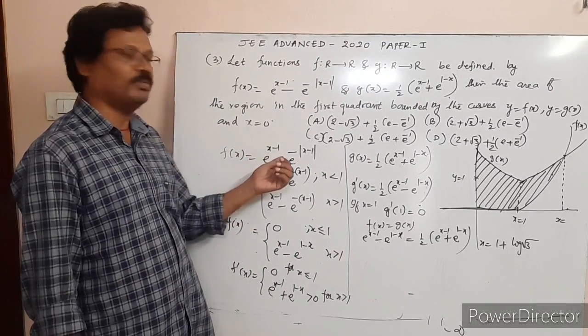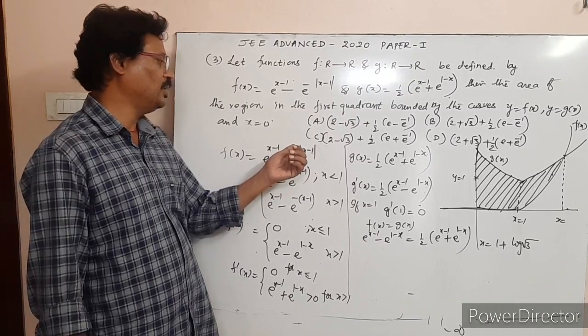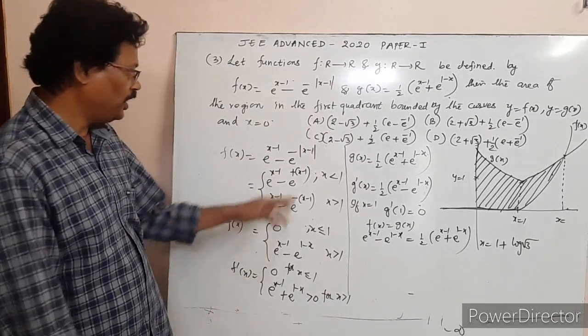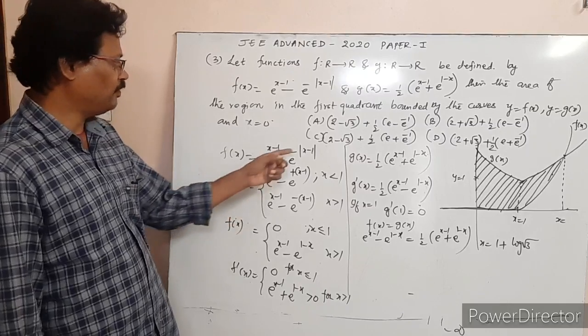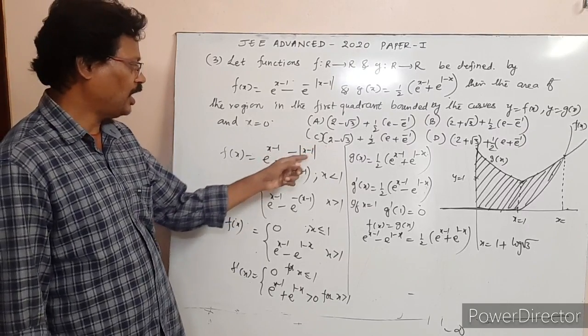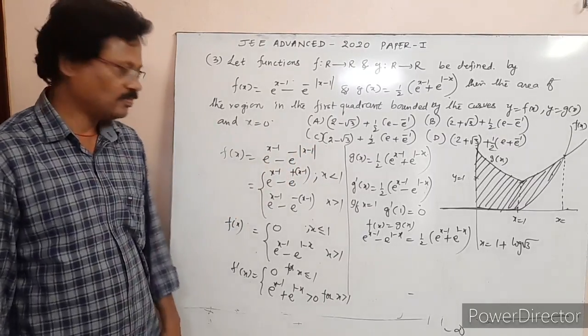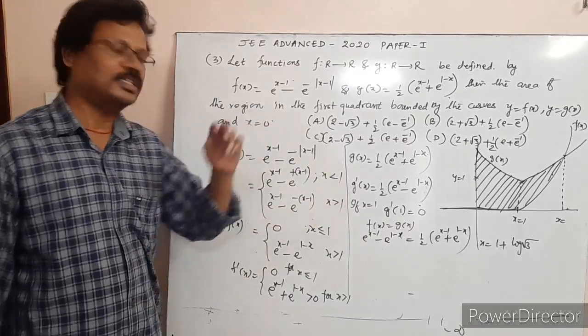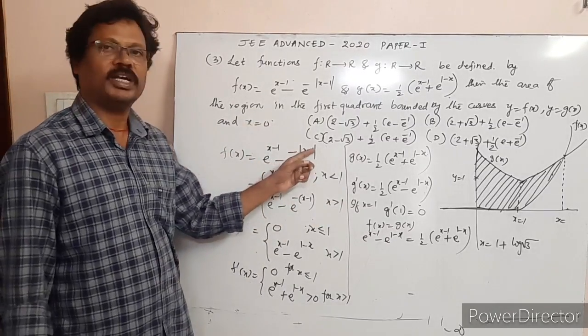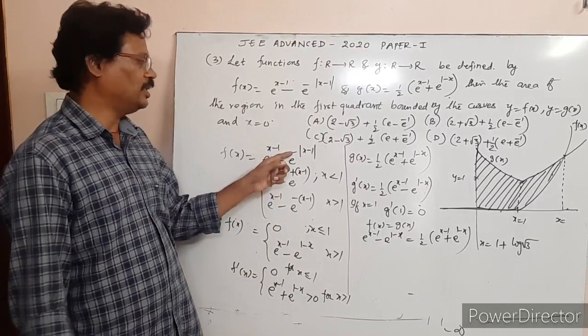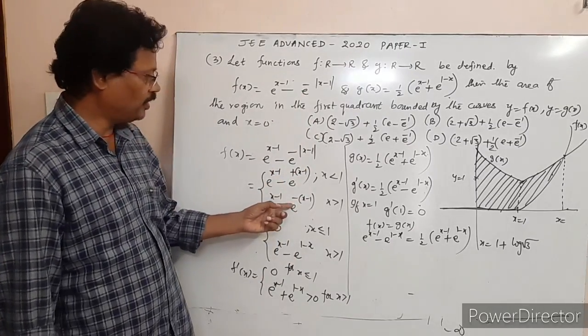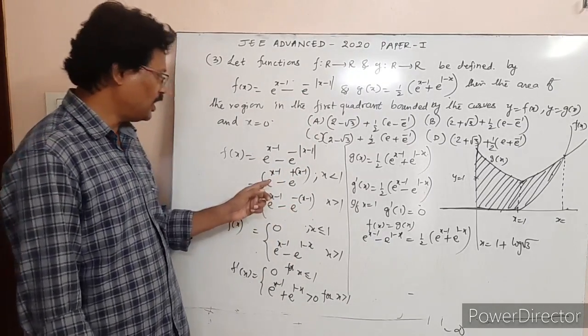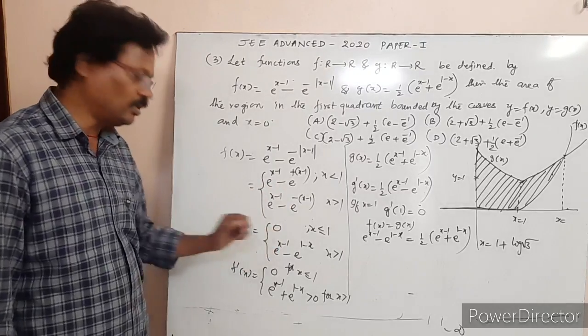This is e^(x-1) minus e^(-|x-1|). If x is less than 1, then x minus 1 is a negative number, so minus minus becomes plus. If x is greater than 1, x minus 1 will be a positive number, that is a minus of x minus 1, therefore we get it like this. Now what is this one? This is 0, we have written 0.